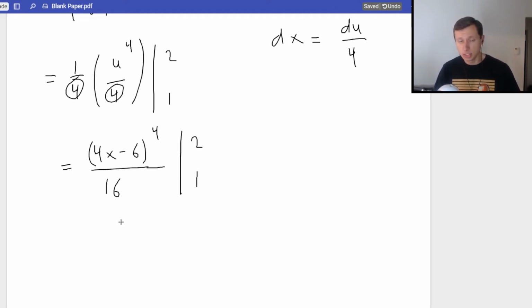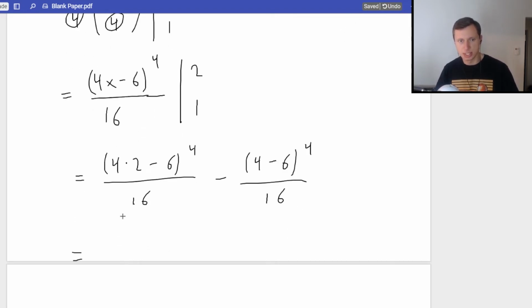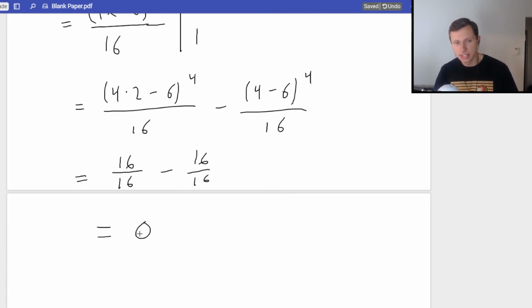2 minus 1. We're going to get (4 times 2 minus 6) raised to the 4th divided by 16, minus (4 minus 6) raised to the 4th divided by 16. Let's see what this is. So 4 times 2 is 8, 8 minus 6 is 2, and 2 to the 4th power is 16. 16 sixteenths, that's actually just 1, pretty cool. Minus, 4 minus 6 is negative 2. Negative 2 to the 4th power becomes positive 16. Positive 16 over 16. Look at that, we actually just get a final answer of 0.